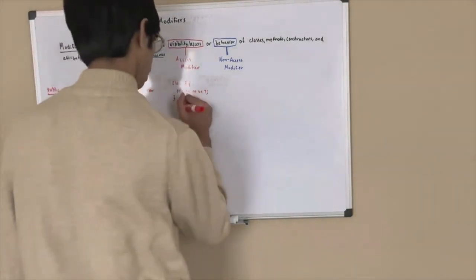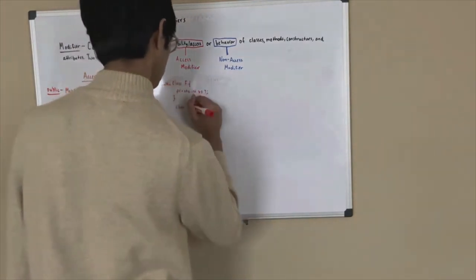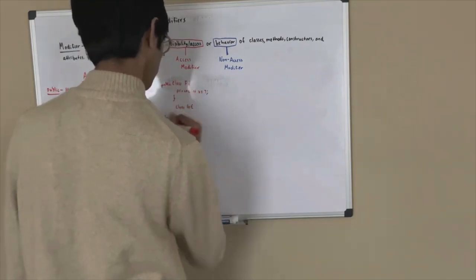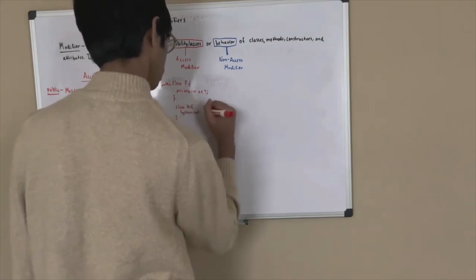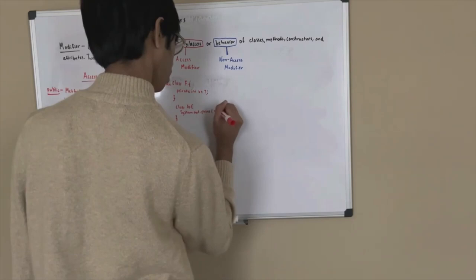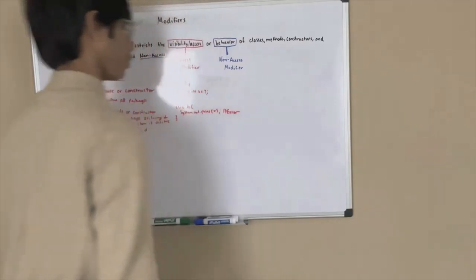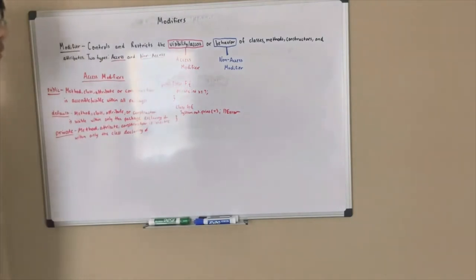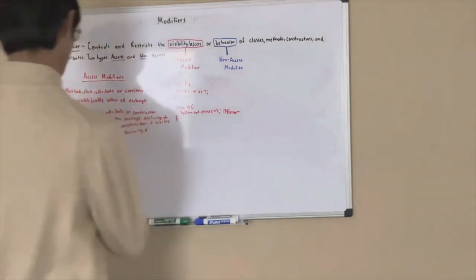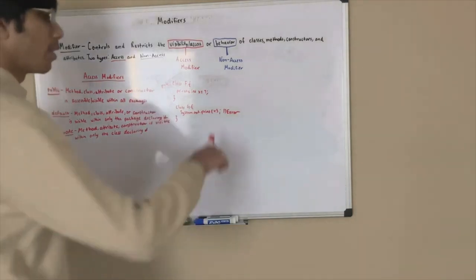So if I had another class, let's make this our main class. And then we print this. This will generate an error. And the reason why is because this isn't visible. Because, according to our private definition, method, attribute, constructor is visible within only the class declaring it.